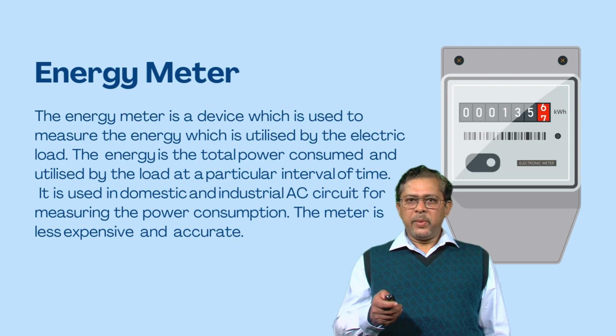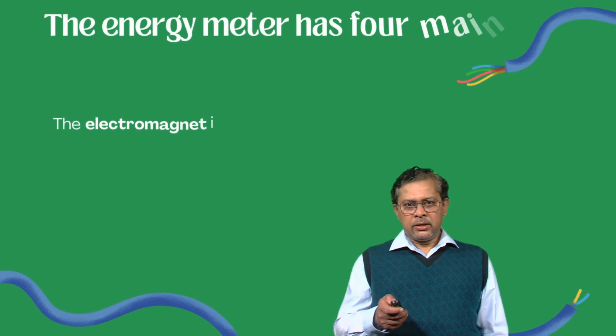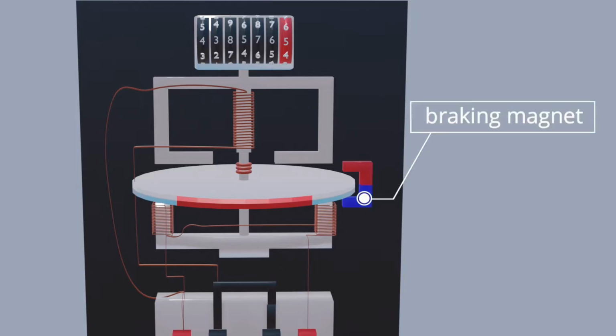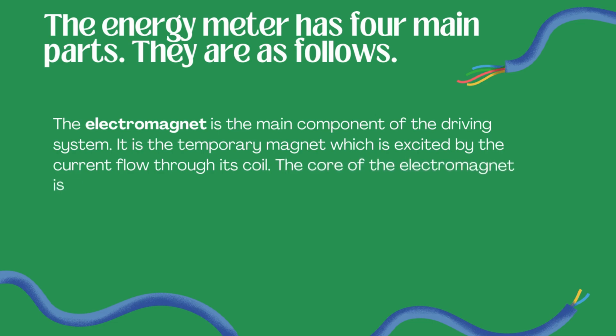It is used in domestic and industrial AC circuits for measuring the power consumption. The meter is less expensive and is accurate. The energy meter has four main parts. Number one, the electromagnet is the main component of the driving system. It is the temporary magnet which is excited by the current flowing through its coil.